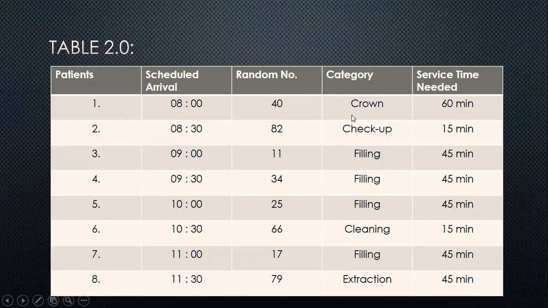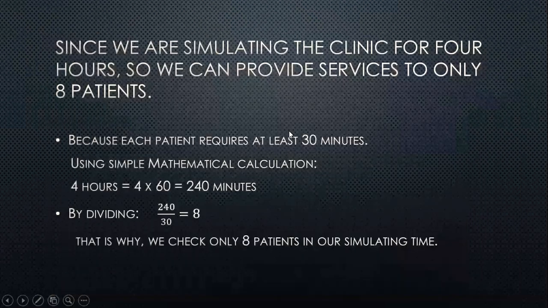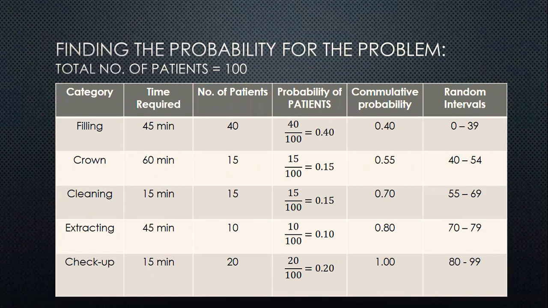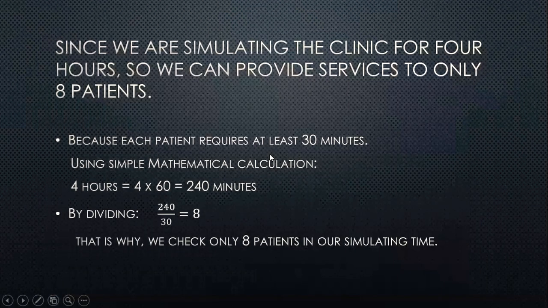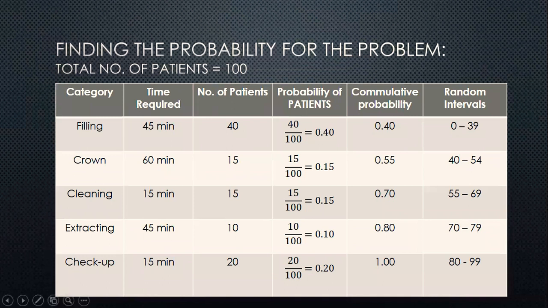So I write it down as a crown. Okay, the next is 8:30 and the random number is 82. If the random number is 82, then I'll go with this, and I came to know that this patient requires a checkup. So I'll write the checkup here. The next is 9, which is 11. So 11 must be in this first interval. If this first interval occurs, then it needs a filling. This interval is 0 to 39. It means less than 39 or greater than 0 all comes in this.